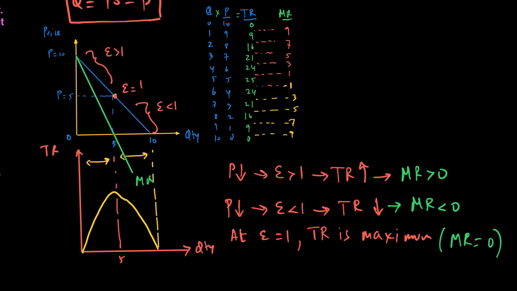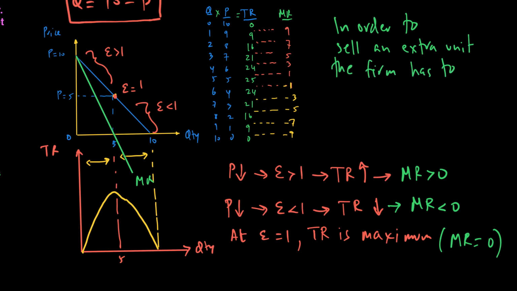So for a downward sloping demand curve, remember this: MR is always below the price, and the reason is simple. In order to sell an extra unit, the firm has to lower its price, and because the firm has to lower its price, MR is always lower than the price, which is coming from this demand curve. This demand curve is also my AR, or my price. So that's another thing to remember.